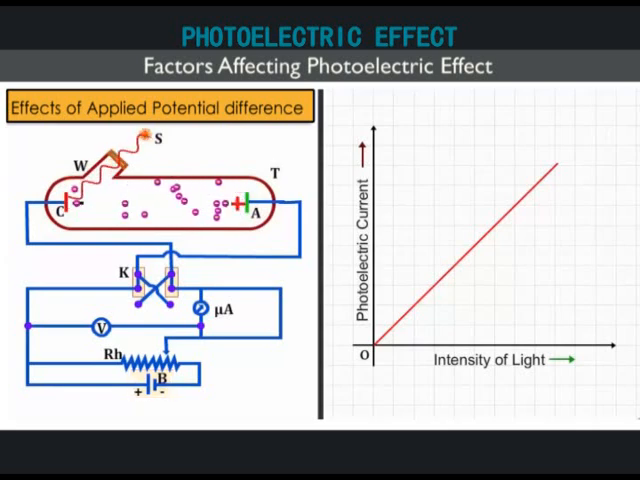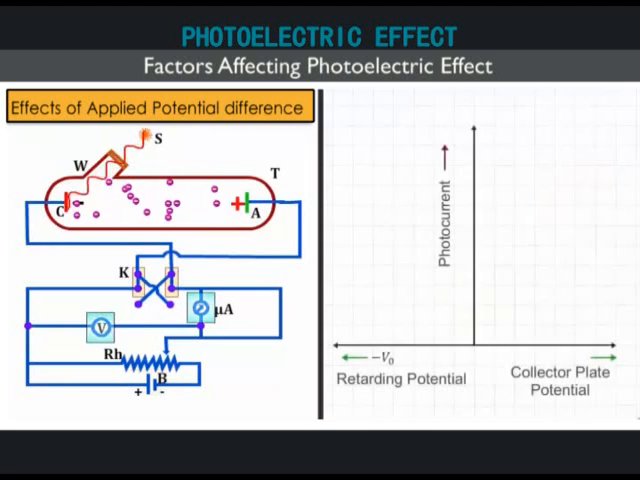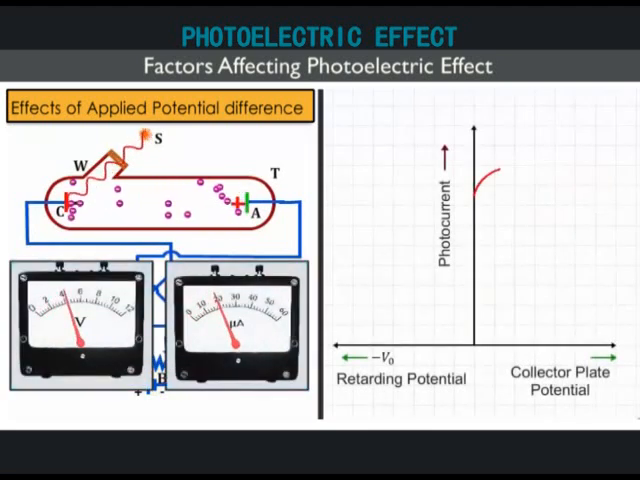Second factor is the applied potential difference. As you gradually increase the accelerating potential across the emitter and the collector plates, you will notice that the current in the ammeter increases. This happens due to an increase in the number of electrons that reach the collector plate per second.